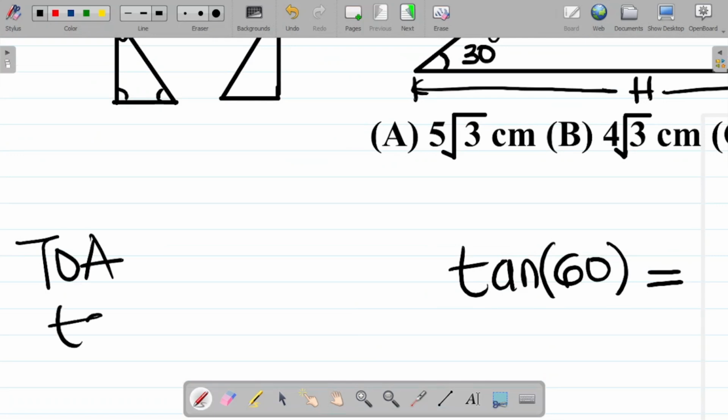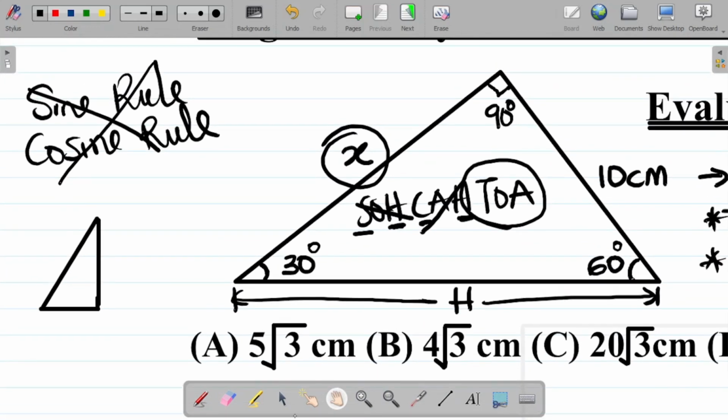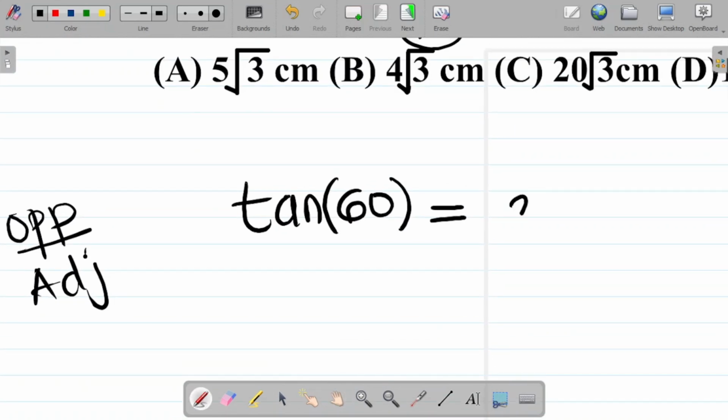TOA means that tan is equal to opposite over adjacent. All right, so from here, from 60, opposite 60 gives you x. So tan 60 is equal to x all over adjacent. If this is hypotenuse and this is opposite, here becomes adjacent. So the adjacent is actually what there? 10. So it becomes opposite, which is x, all over adjacent, which is what there? 10. So we have this.